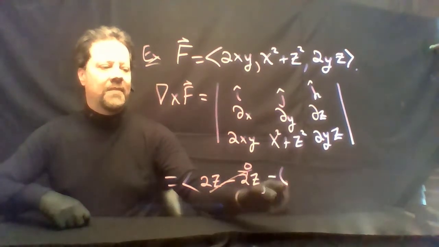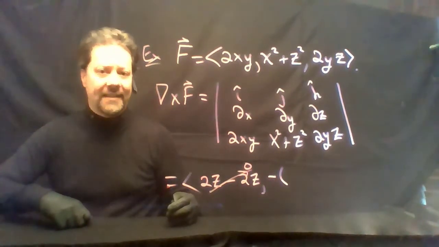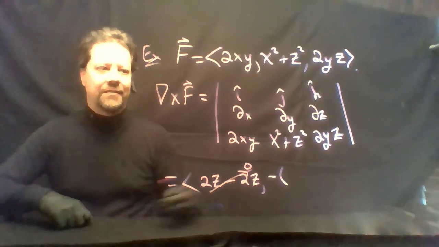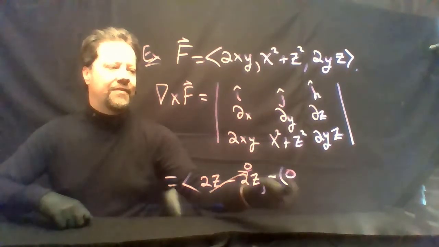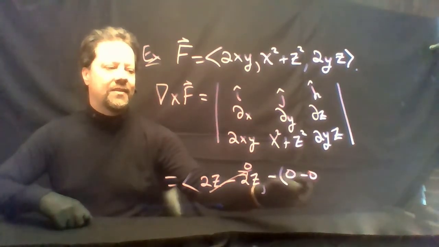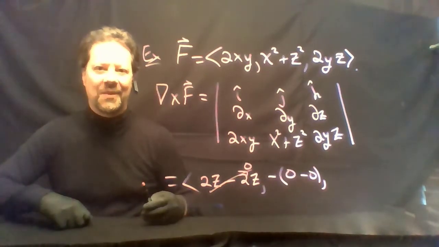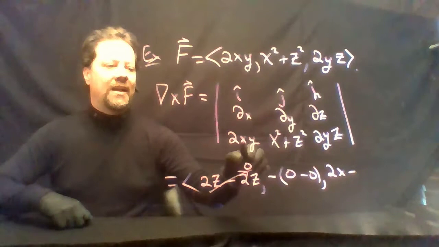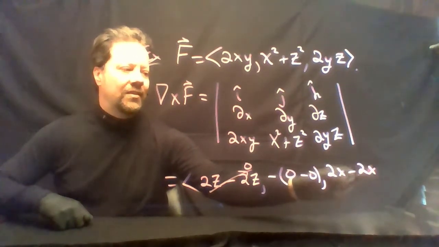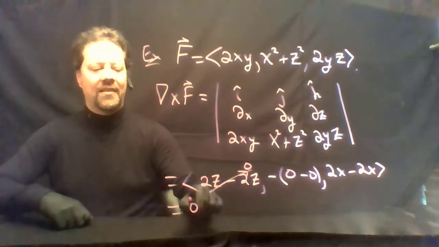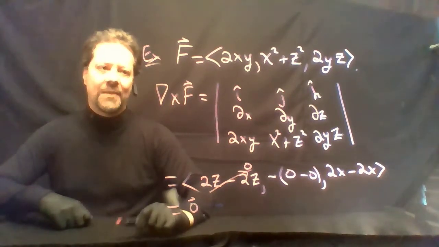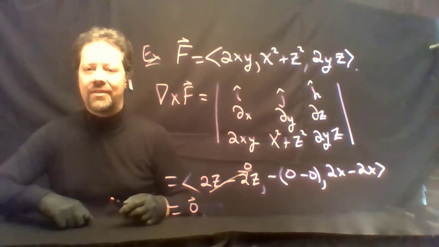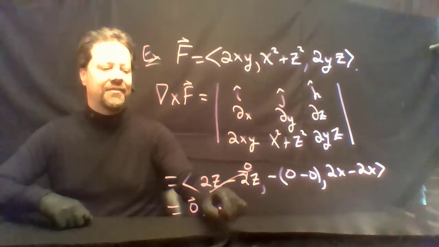In the middle coordinate, we'll put a minus for that negative on the middle cofactor. And then we'll have 0 minus 0. Well, it's 0 anyway. And then 2x minus 2x. We get the 0 vector, which means this vector field is irrotational and hence conservative.